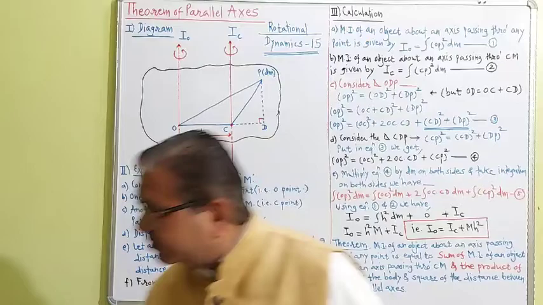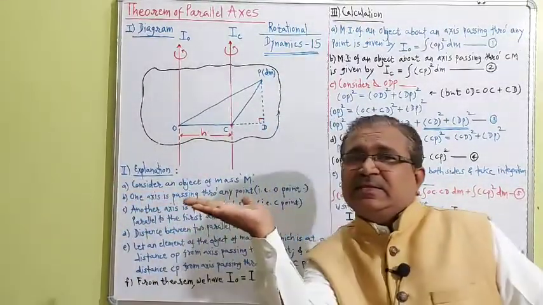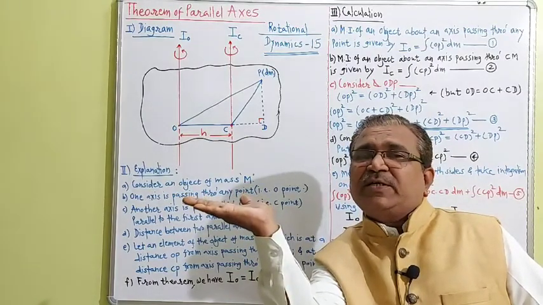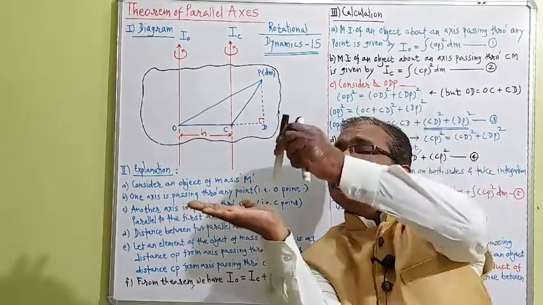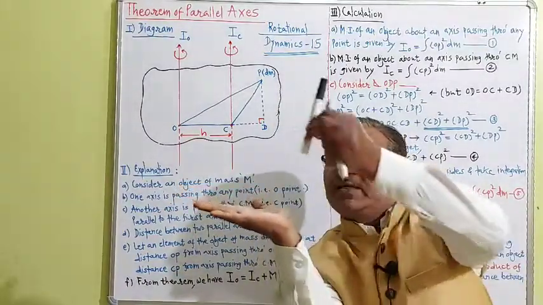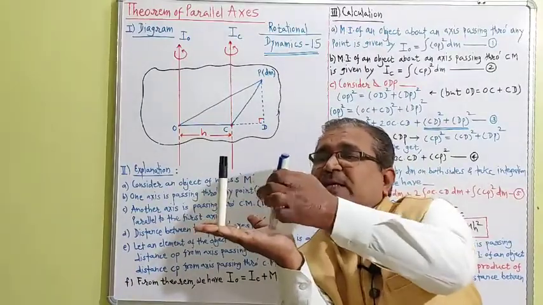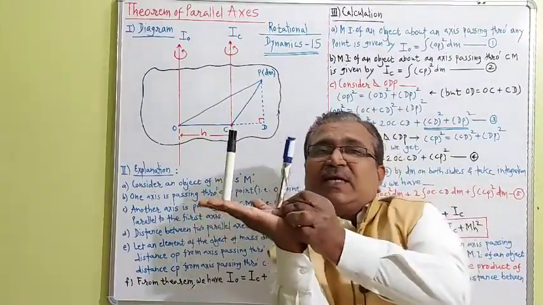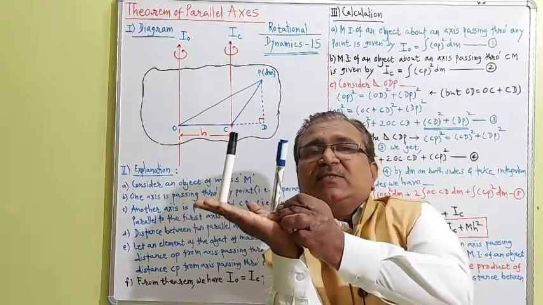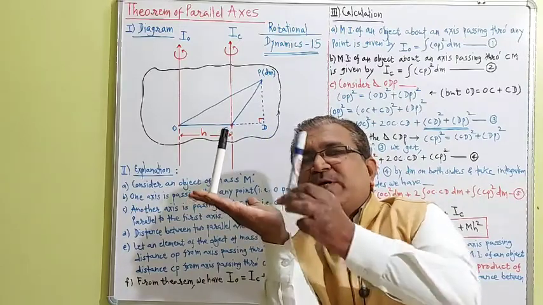The diagram is like this. This is a body, and in this body two parallel axes are inserted. Those axes are perpendicular to the body, like this. This is one axis, this is another axis. These are the two parallel axes. No doubt they are parallel, but they are perpendicular to the body.